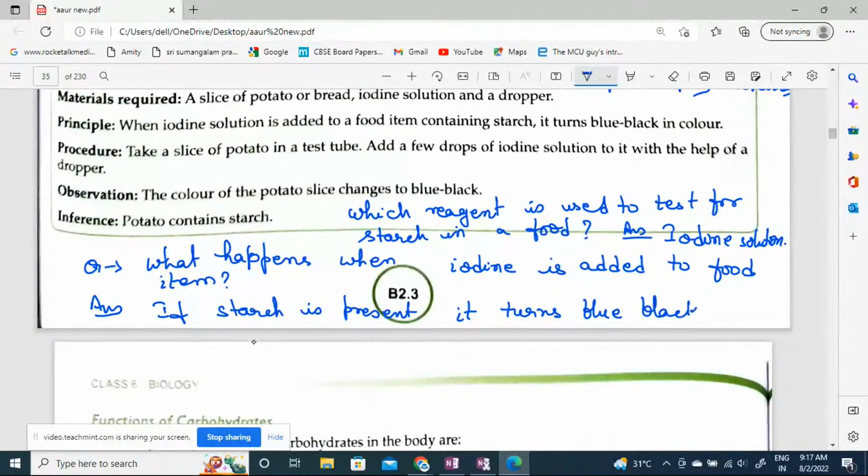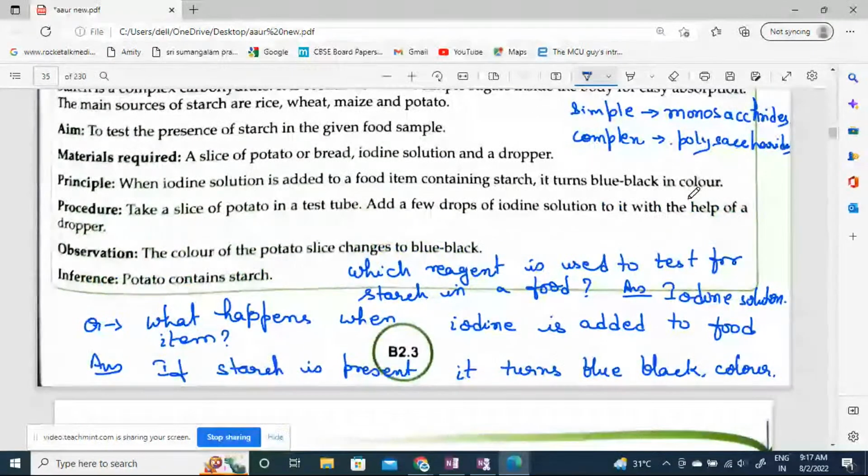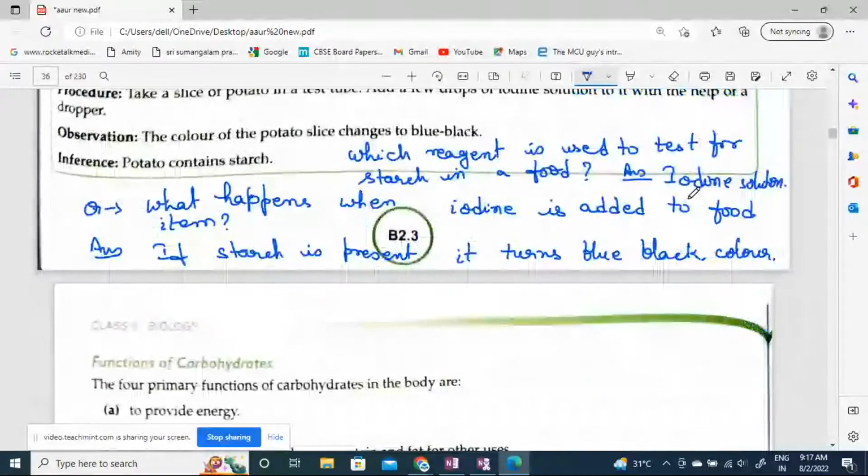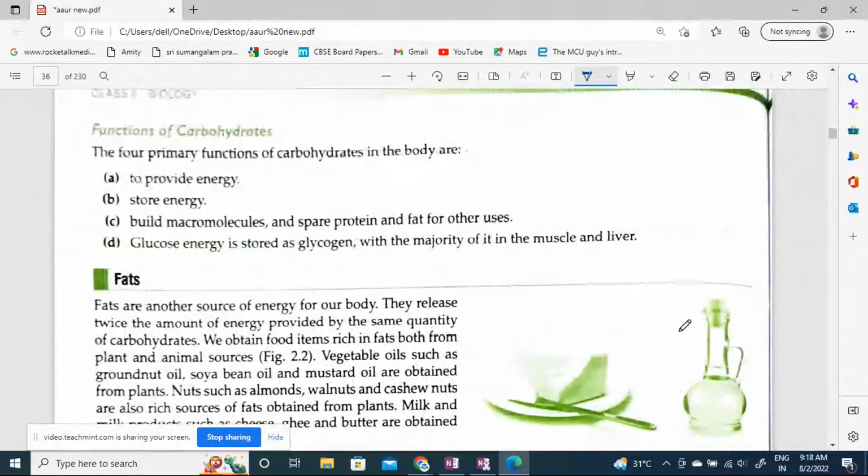After the lecture, complete all the work and send me the photographs. Okay, so I just summarized all the lessons and all the important points in the form of question answers. Now there's one question you can also write on your own.